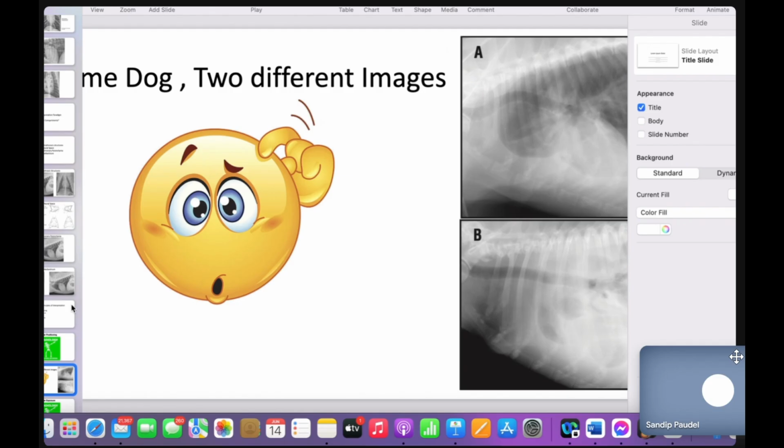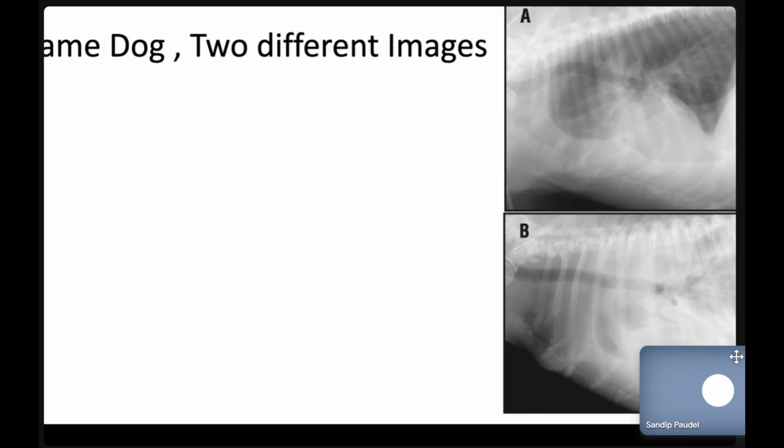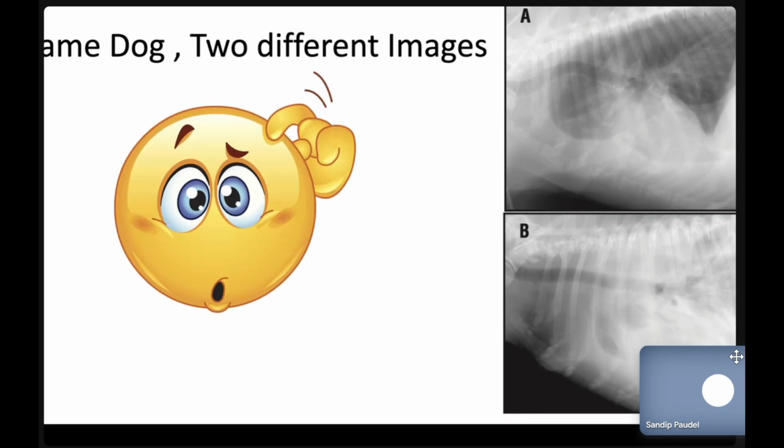So this is the image, A and B. Both are two different images, but from the same dog. The images were exposed at the same time, maybe one first and the second later. But again, there is a huge difference in the X-ray.